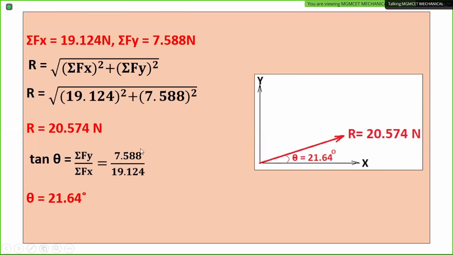Then lastly, the last step, one separate mark is kept for this one. So our question is not over yet. You have to represent it graphically. So at the end, I have to show it here. This is the x-axis, this is the y-axis, this is the resultant. Its inclination is 21.64. This way you have to represent the resultant here.